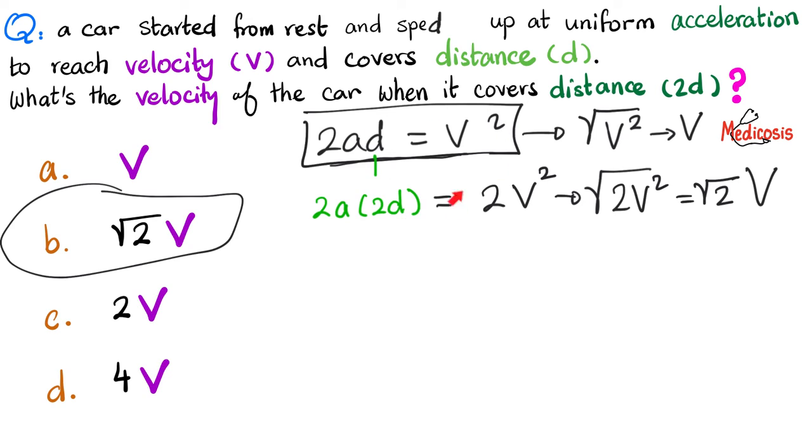Now, if this is conceptually hard, which it is, let's imagine that the original v was a number. Let's say it was 2 meters per second.